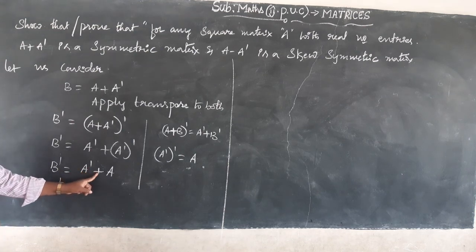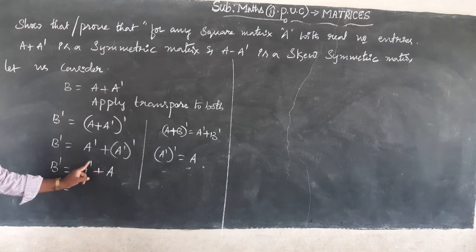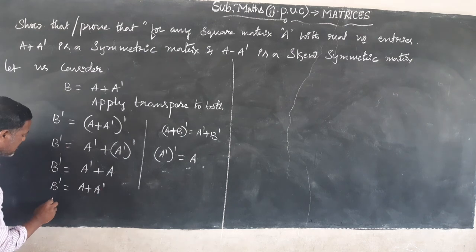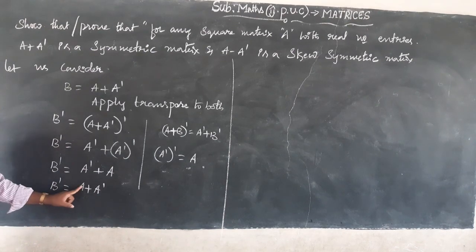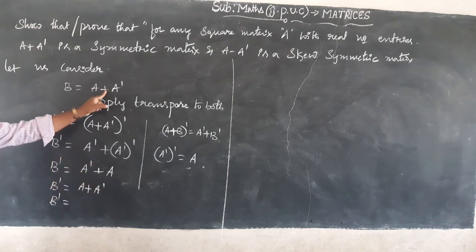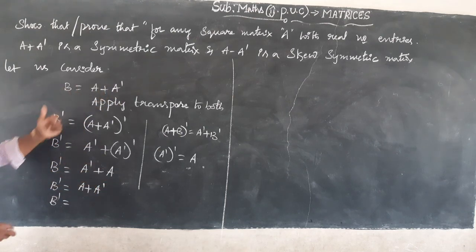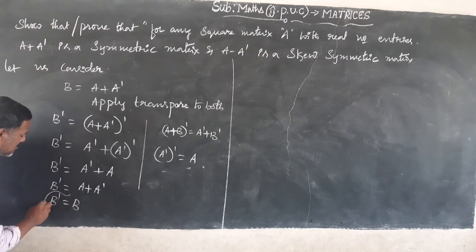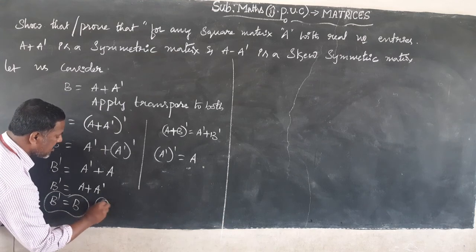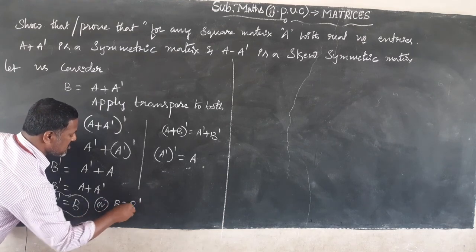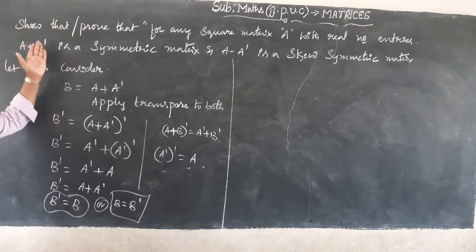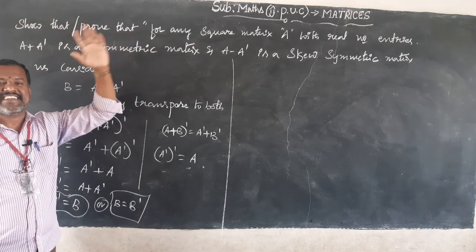Let us take B dash as it is. Now we can write according to the commutative property, A dash plus A is nothing but A plus A dash. Let us write B dash as it is. A plus A dash is nothing but, we have taken A plus A dash as B. Let us write here B, children. See, B dash is equal to B, or we can say B is equal to B dash. If B is equal to B dash, it means A plus A dash is a symmetric matrix.